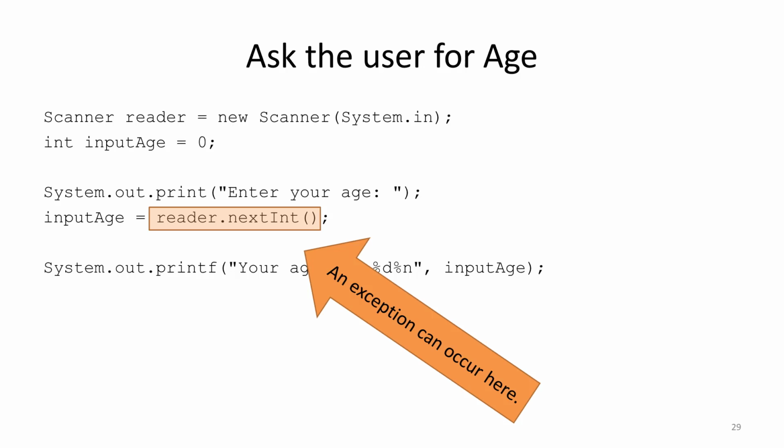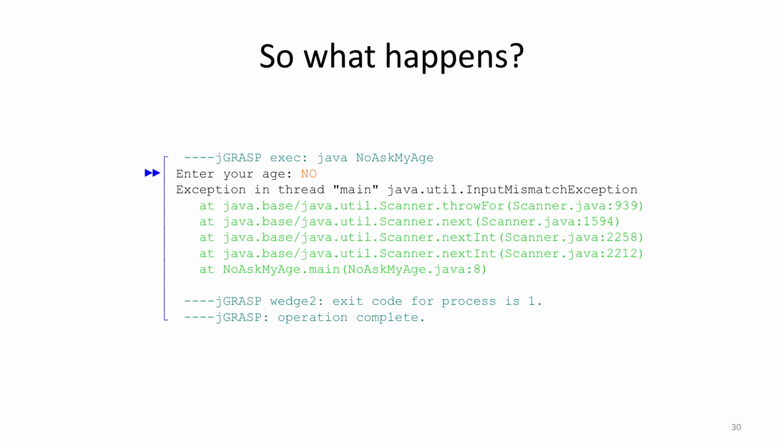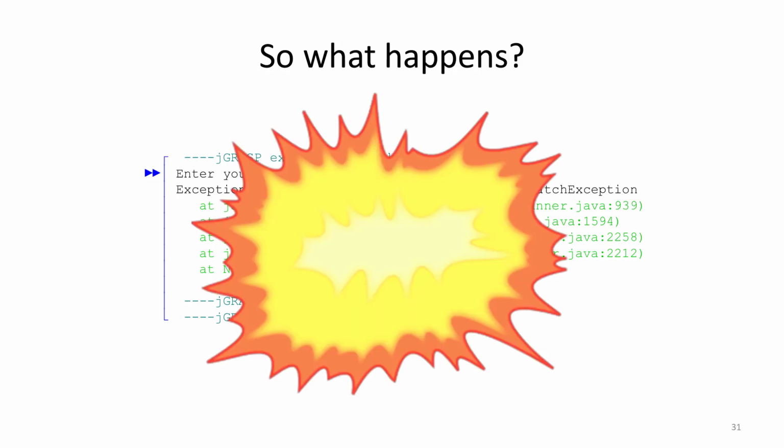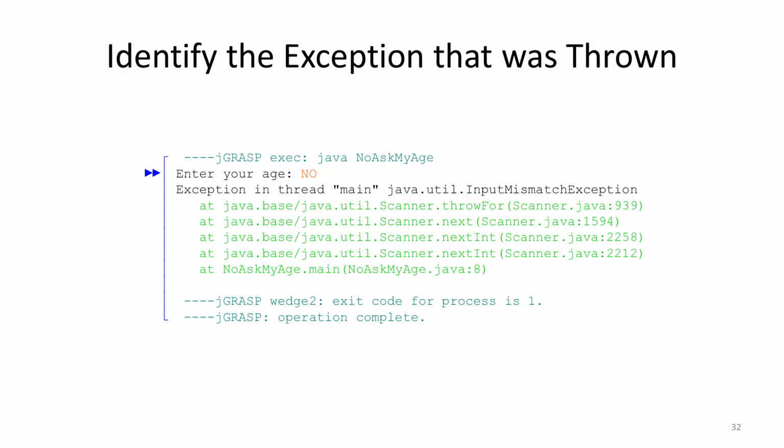When the scanner retrieves the input, the scanner is expecting the input to be an integer, but if the user does something like this, so enter your age, and then the user types in no, and then hits enter, the program will crash. You'll get some kind of message that looks very similar to this: exception in thread main, java.util.InputMismatchException. And when you see this message, exception in thread main, that is your program crashing.